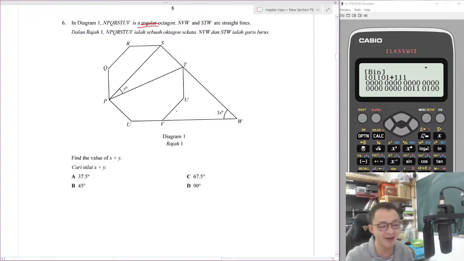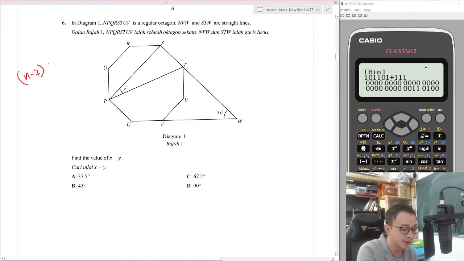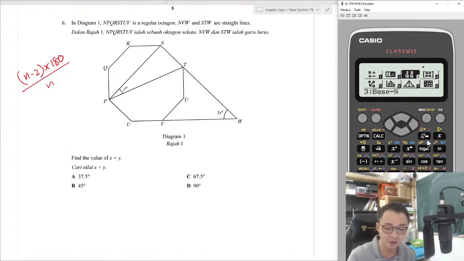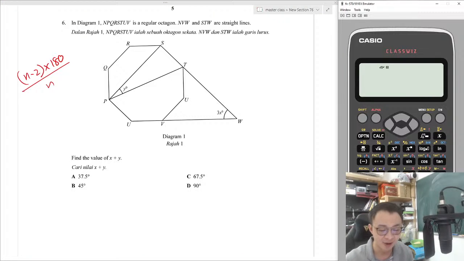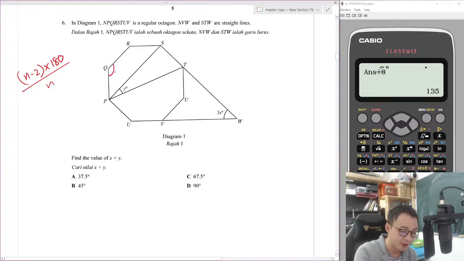Okay, now I want to find how many angles we have inside. So for a polygon, the formula is n minus 2 times 180. This finds the total angle of the polygon. If I want to find the interior angle, I will divide by n again. Right now, I have 8 sides, isn't it? So 8 minus 2, and then I multiply 180. Okay, and then I divide by 8. So each of the angles will be 135. So 135 each.